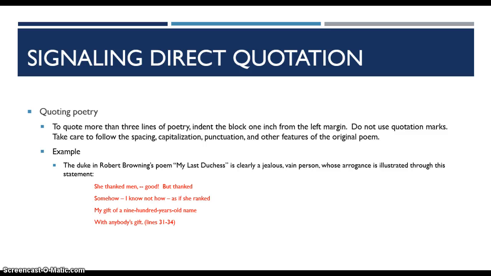Let's look at the example here. The Duke in Robert Browning's poem, My Last Duchess, is clearly a jealous, vain person whose arrogance is illustrated through this statement. Then you see the poem, and you see the lines. It's lines 31 through 34, and it's written out just exactly the way it would be in the poem, and no quotation marks are used because it's a long quote.